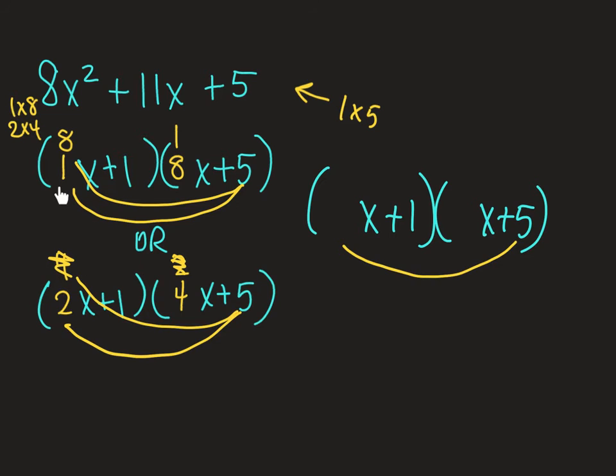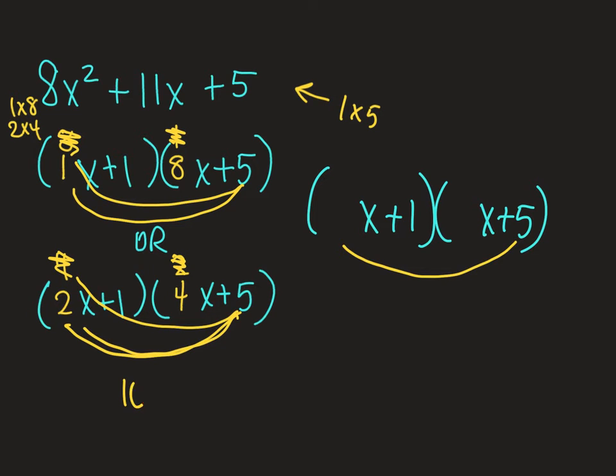Okay, 5 times 1 is only 5. That might work. 5 times 8 is 40. That's too big because we would have to subtract to get down there. So I've eliminated that option. Okay, so let's go back down here.